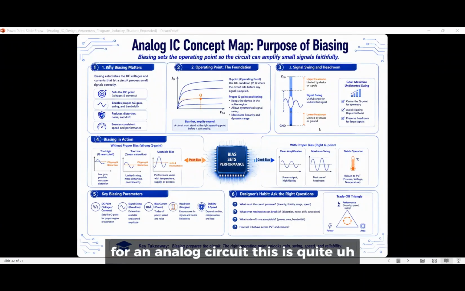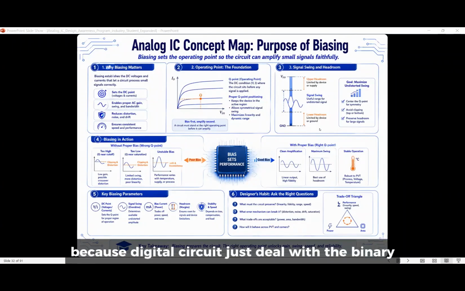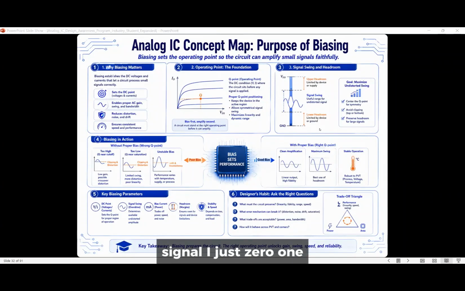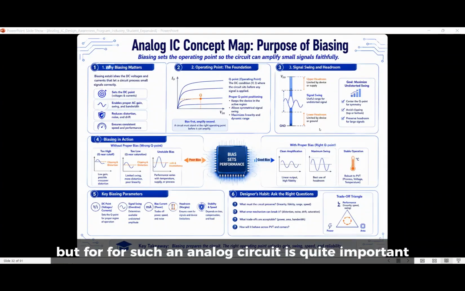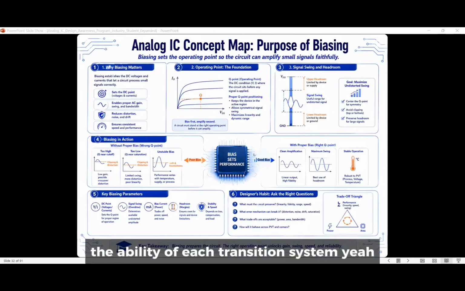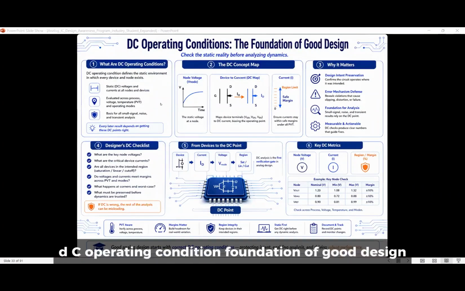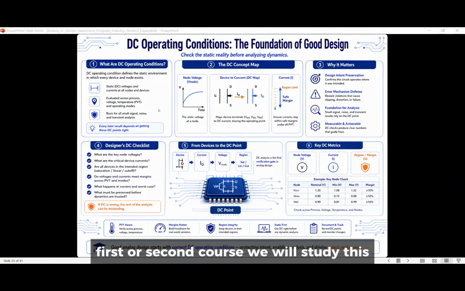So the bias point is quite important for analog circuits. This is quite different from digital circuits, because digital circuits just deal with binary signals, just 0, 1, periodic signals. But for analog circuits it is quite important because it will determine the ability of each transistor. So DC operating condition is the foundation of good design. We will study this DC operating condition during the first or second course.